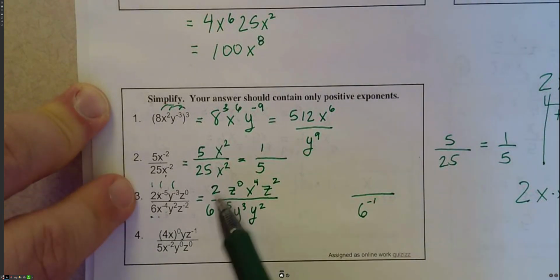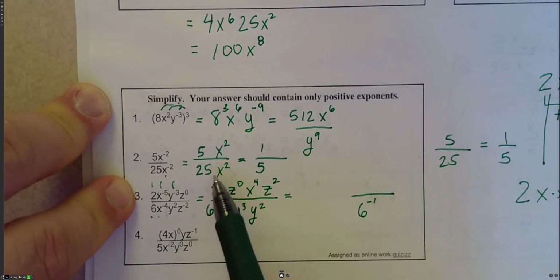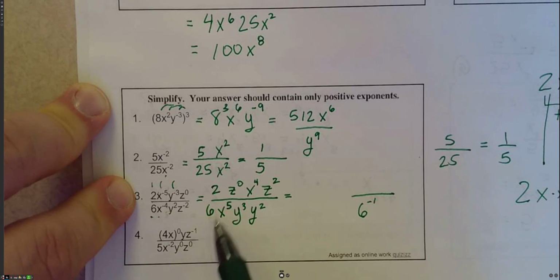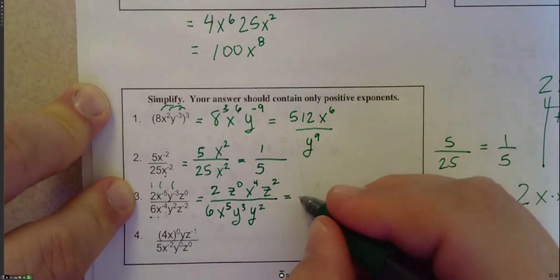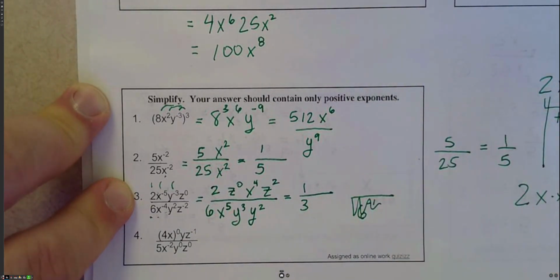Numbers do what numbers do. So the 2 and the 3 do what they do. And now I've got to deal with the variables. If I wanted to simplify 2/6, that would be 1/3. Why? Let me finish this and then you can ask questions.